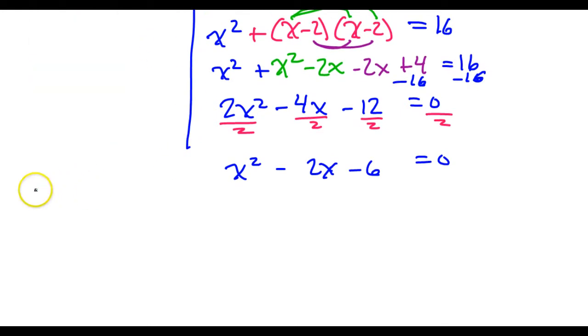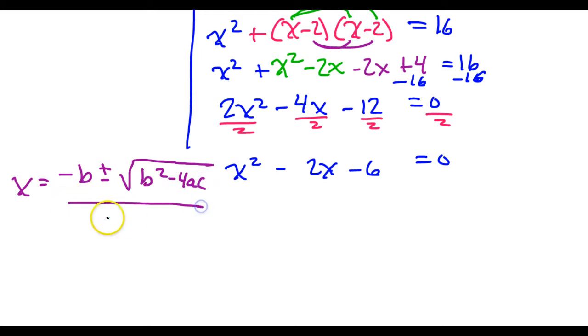So the quadratic formula is x equals opposite of b plus or minus square root of b squared minus 4ac, all over 2a. And here, for this particular problem, the a value is 1, because there's an invisible 1 right there. The b value is negative 2, and the c value is negative 6. So I'm substituting these into the quadratic formula. So the opposite of b would be positive 2.